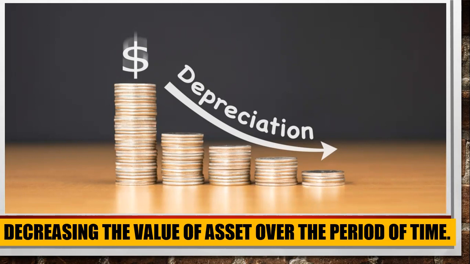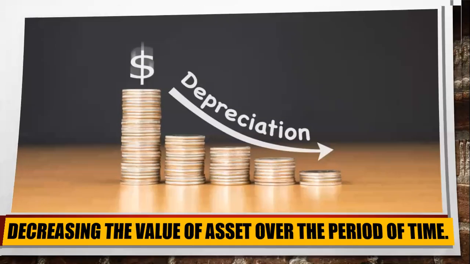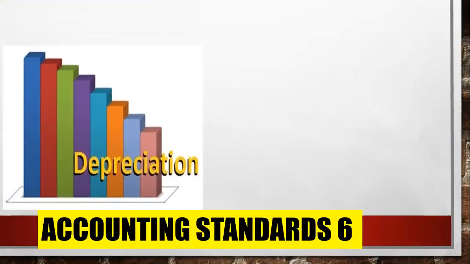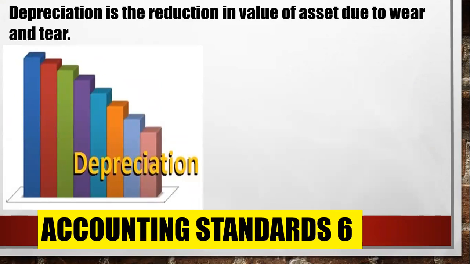There are so many methods for calculating depreciation, a total of 7 methods. Some of the most common methods are the SLM method and the WDV method. These two are the most important for accounting depreciation. Under Accounting Standard 6, depreciation is the reduction in the value of an asset due to wear and tear.